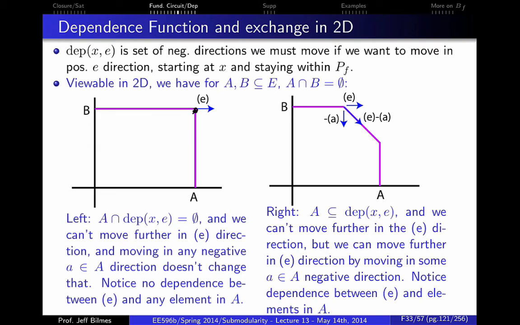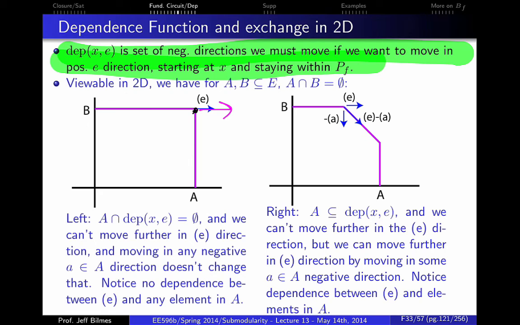So this is, again, using this intuition up here. It's the negative directions we must move if we want to move further in the e direction. So we want to move further in this e direction, right? This way. Can we move down? And does moving down help us move further in the right direction? No. Right? So basically dep(x, e) and A have zero intersection, or empty set intersection.